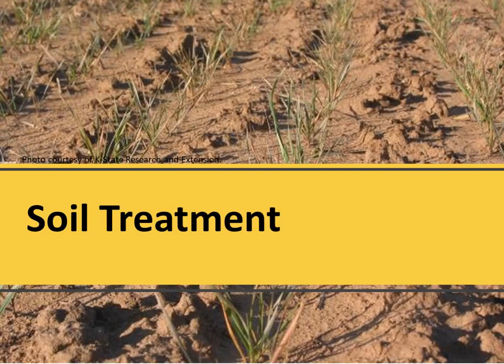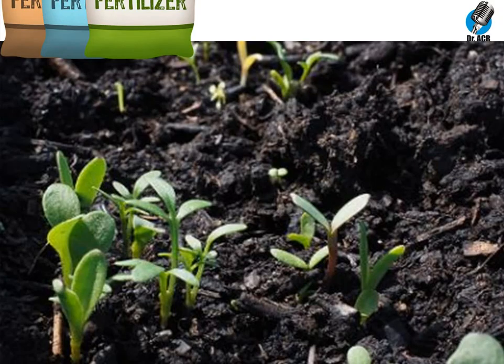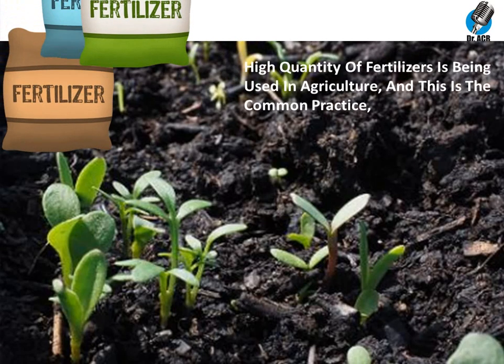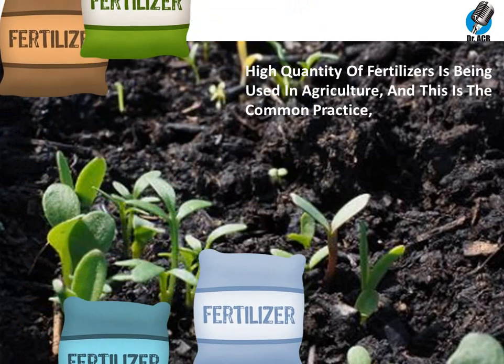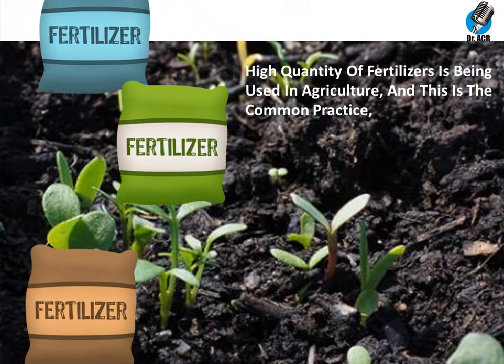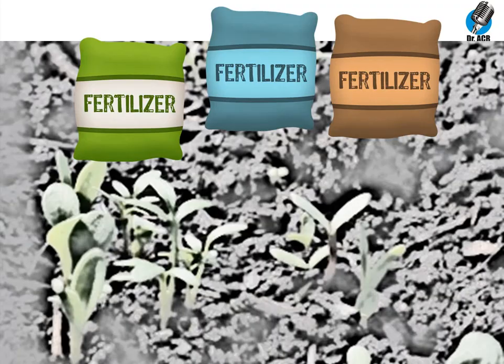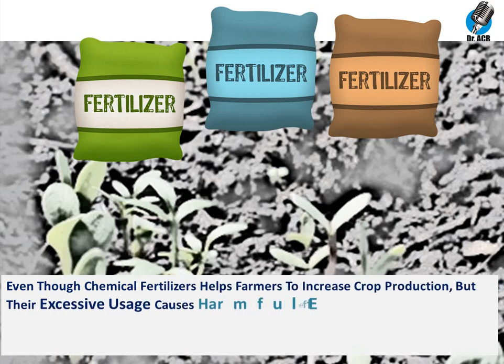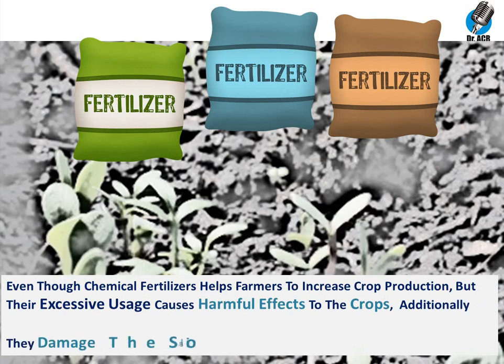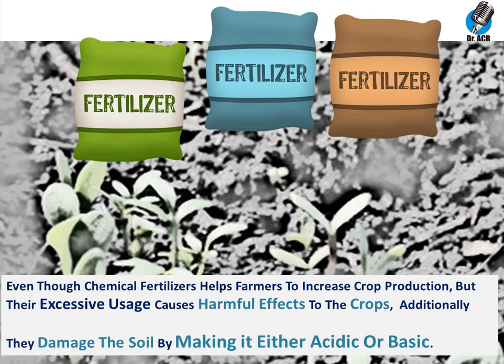Now we'll come to soil treatment. A high quantity of fertilizers is being used in agriculture. This is the common practice. Even though chemical fertilizers help farmers to increase crop production, their excess usage causes harmful effects to the crops. Additionally, they damage the soil by making it either acidic or basic.